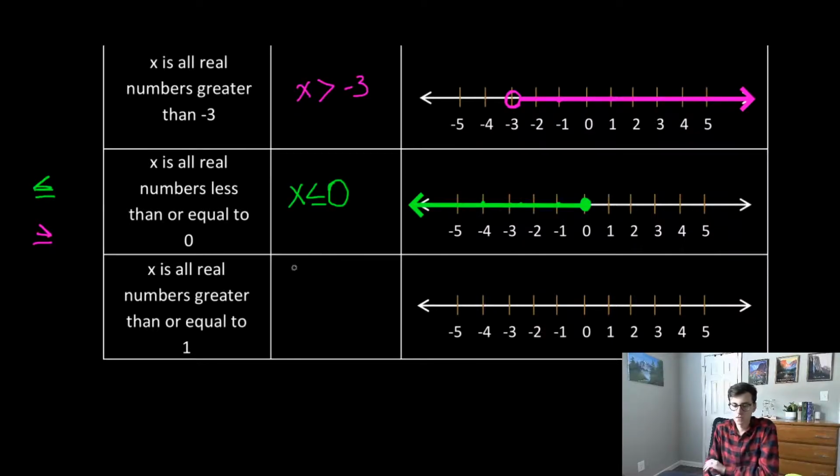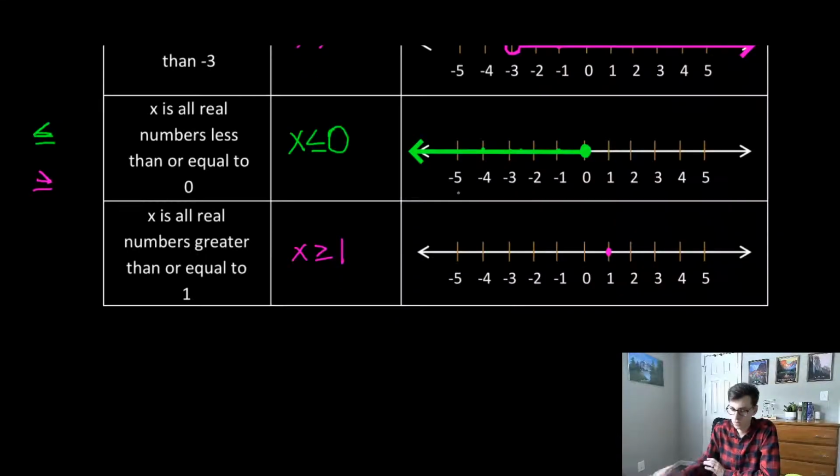And last but not least, x is all real numbers greater than or equal to 1. So x is greater than or equal to 1. Start at 1. Move us up 1 there. Start at 1, and then remember, it's all the numbers that are greater than or equal to 1. So we have to fill in the 1 here. Let me make sure that that's really apparent that that's filled in.